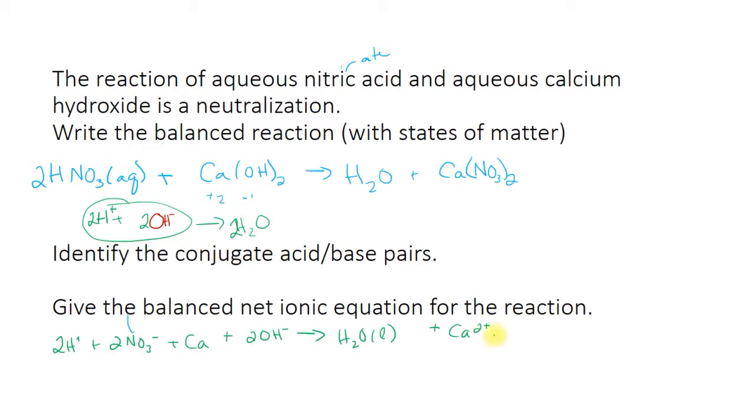Calcium with a 2+ charge, and then 2 nitrates again. So we want to look for the things that cancel. Looks like the nitrates cancel. Oh, I forgot to make this calcium 2+, but it should have been because it's attached to the hydroxide. So that'll cancel. And that just leaves us with pretty much exactly what we drew right here as our net reaction. That's an interesting coincidence.